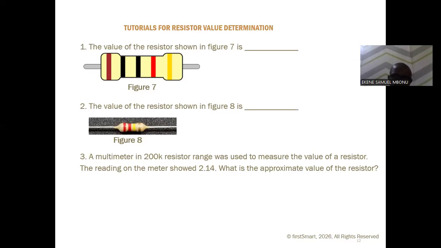The value of the resistor shown in figure 7 is dash. The value of the resistor shown in figure 8 is dash. A multimeter in 200K resistor range was used to measure the value of a resistor. The reading on the meter showed 2.14. What is the approximate value of the resistor? I think I've answered the question. So you can explore such questions, more questions around this line.